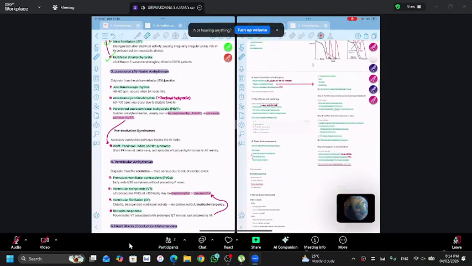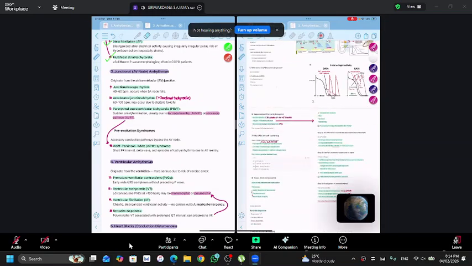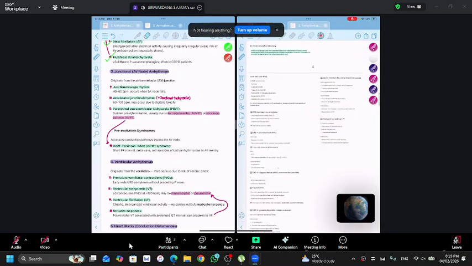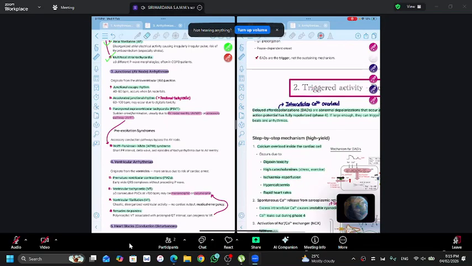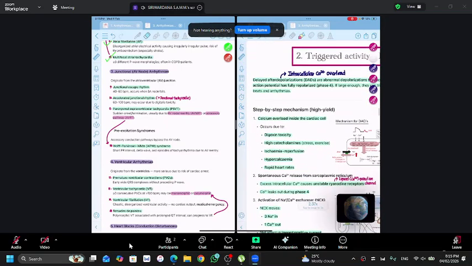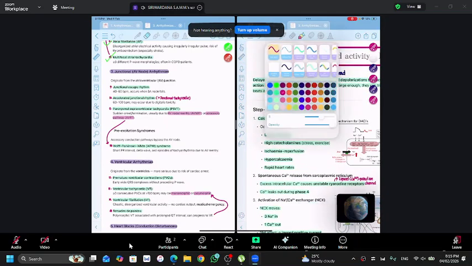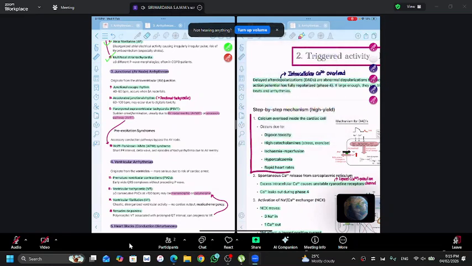Okay, so the next mechanism is delayed afterdepolarizations. What happens there is that it happens due to intracellular calcium overload. Now, intracellular calcium overload can happen due to these reasons. Let me put this in a box.